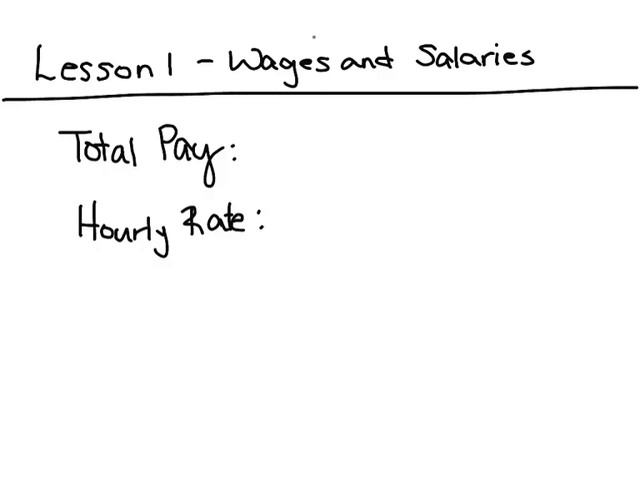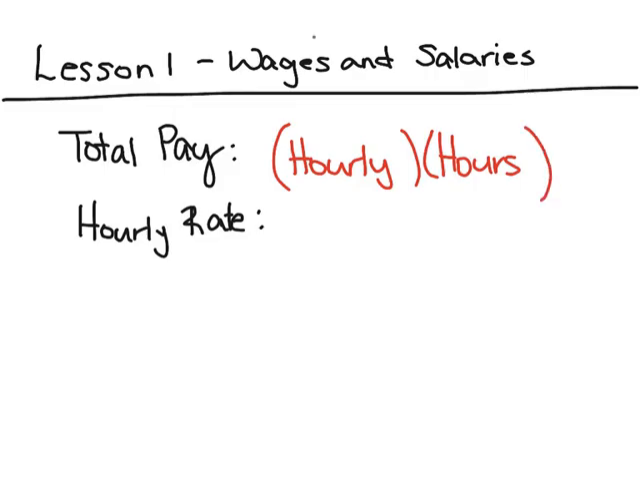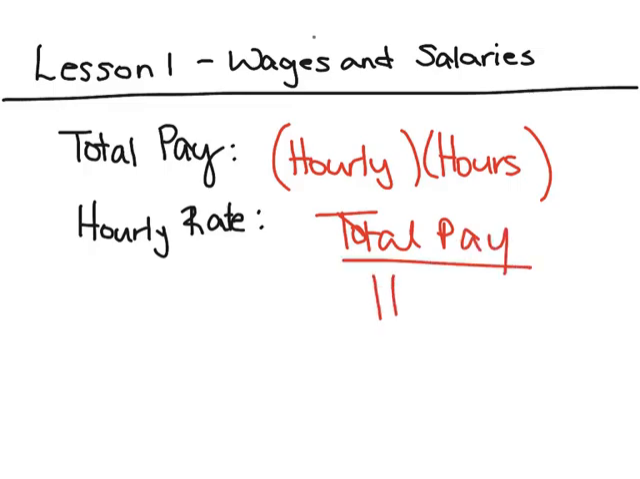Lesson 1, Wages and Salaries. So when you're calculating wages and salaries, the way that you find your total pay is you take your hourly rate, which is your wage, and you multiply it by how many hours you worked. And to find your hourly rate, you would take your total pay and divide it by how many hours worked. So you can do both.